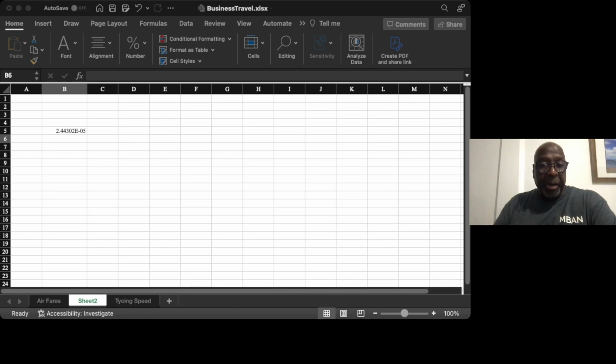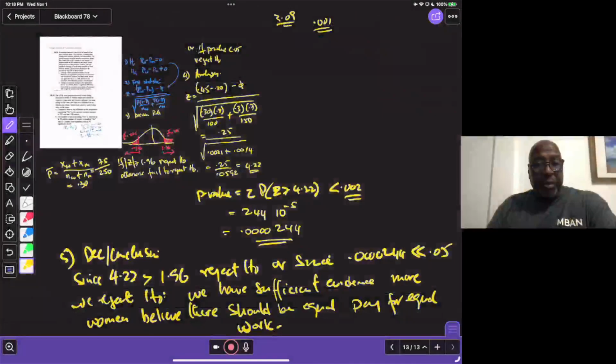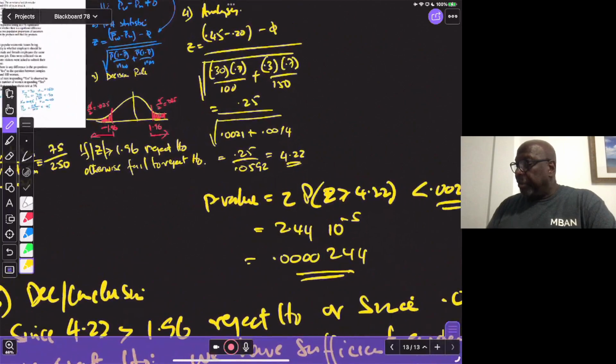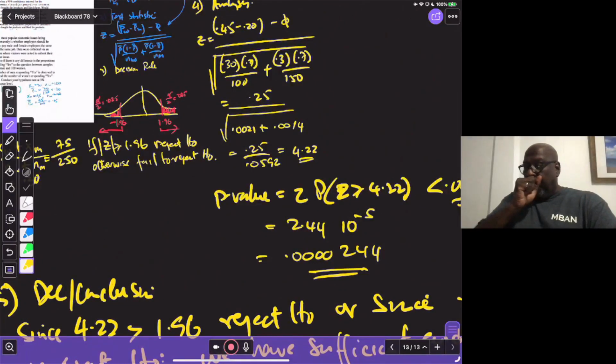Now, I'm just looking here. I realized that I did not switch over. So let me do that. So this is what the final analysis looks like. Essentially, we had a critical value, test statistic, 4.22.